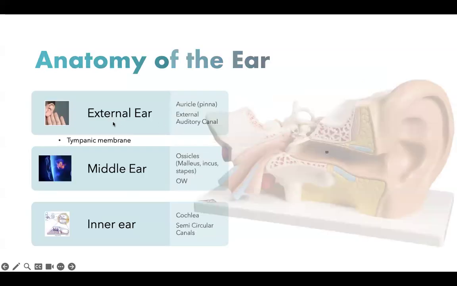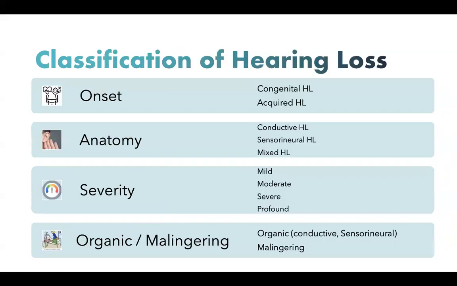So as we have said, the external ear is the auricle or the pinna and the external auditory canal, and then the middle ear, starting from the tympanic membrane, including the ossicles, malleus, incus, and stapes, ending at the oval window. Now we go deeper into the inner ear, which is made up of the cochlea and the semicircular canals.